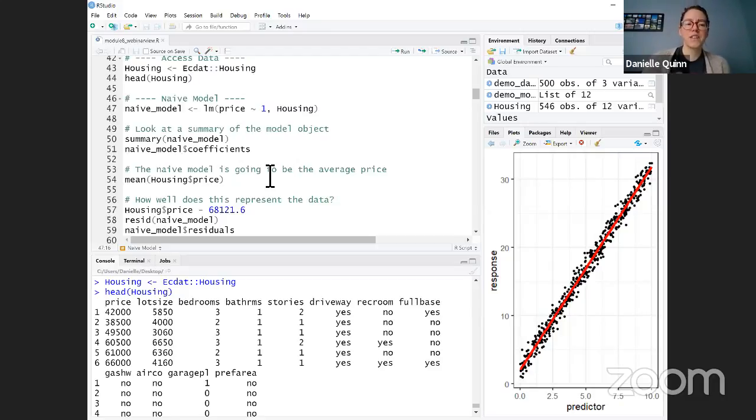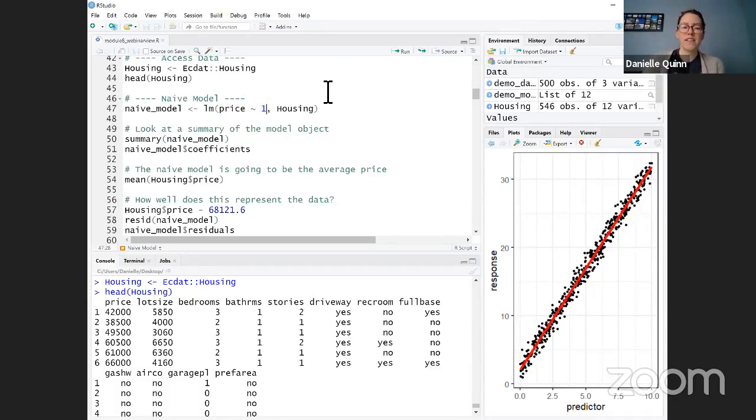Now, to technically write out your naive model as a linear model, again we use the lm function for linear model. The first piece of information we give it is the formula. And here we're saying we want to predict price based on, but unfortunately we have nothing to base the price on, because we're acting as if we have no predictors.